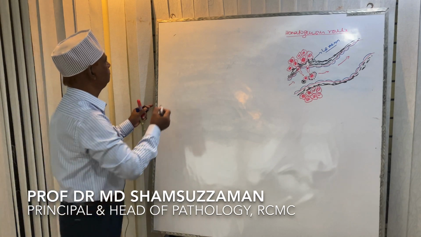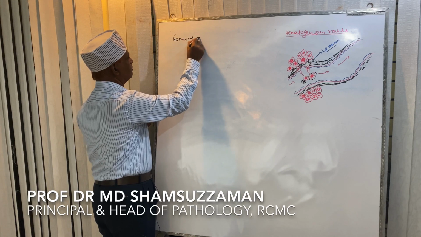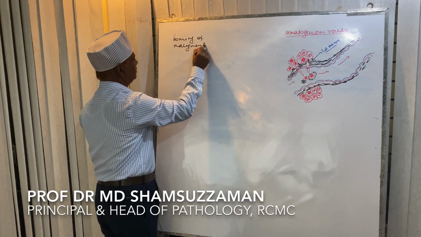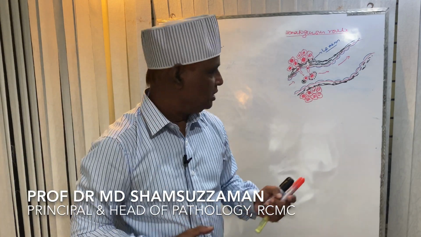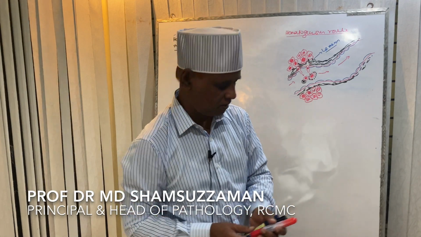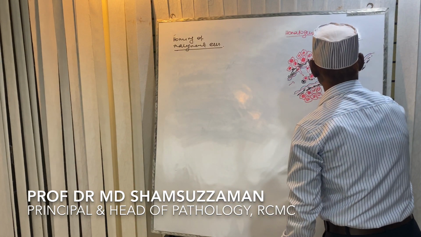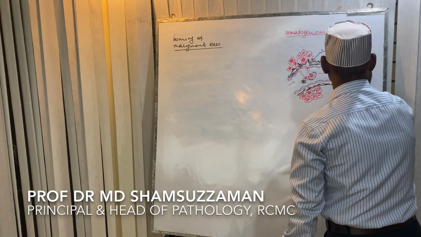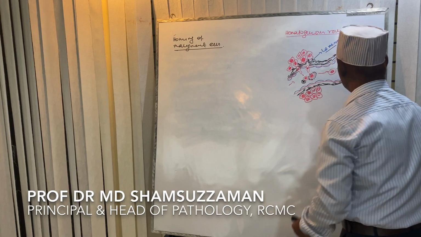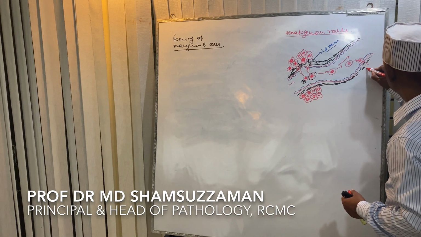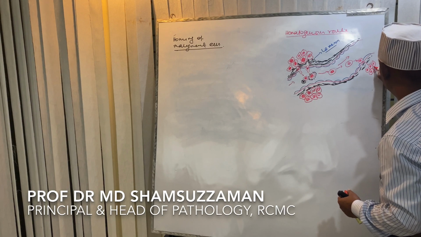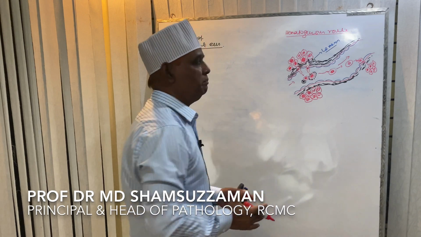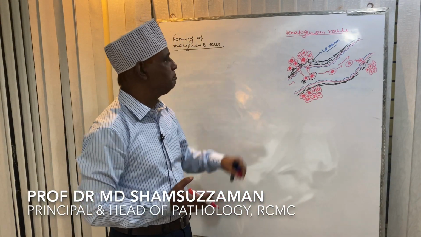Now, come to homing. Homing of malignant cell. Homing means the malignant cell is extravasated from the blood vessel into the tissue and makes a second tumor. This malignant cell is extravasated in the tissue, that is, the malignant cell comes out of the blood vessel into the tissue and grows there and makes a second tumor. This is known as homing of malignant cell.